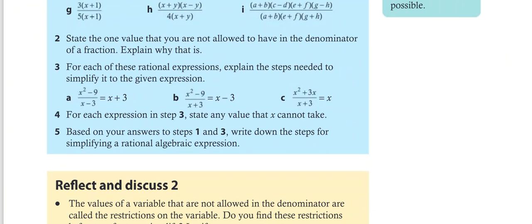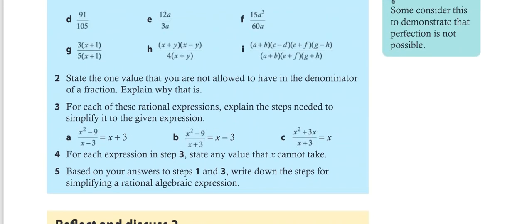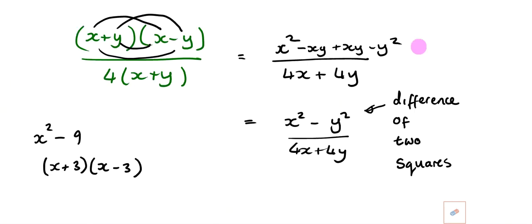For each of these rational expressions, explain the steps needed to simplify it to the given expression. Should we do that? No. Can you remember that for me? X squared minus 9, x minus 3. I think we've already covered it for each of those. X squared minus 9 over x minus 3 equals x minus 3, yeah? Well, let's look at how we would simplify this. So, cross the x, cross the 9, we know it's not going to be that. We need it in factorized form.